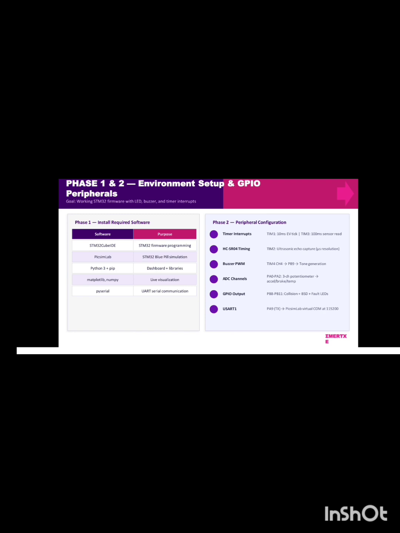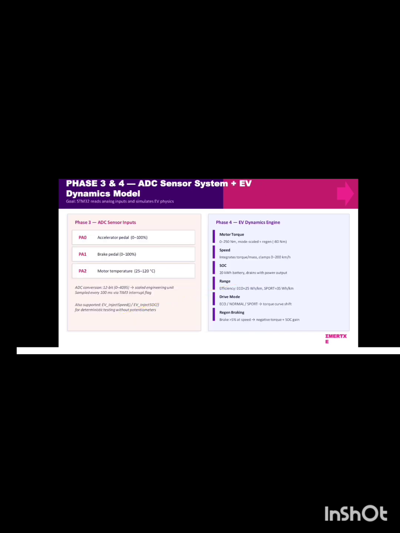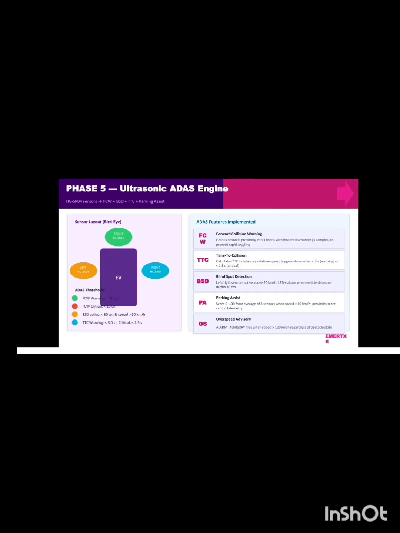Coming to the first and second phase, environment setup and GPIO peripherals. In the first phase, we must install all the installations that we need. Then GPIO peripherals. Stages 3 and 4: ADC dashboard and ultrasonic sensors, which cover TTC, FCW front and back, and front, left and right. Then time to collision, blind spot detection, parking assistance, etc. And we will also be measuring the overspeed advisory, based on selected limit conditions.